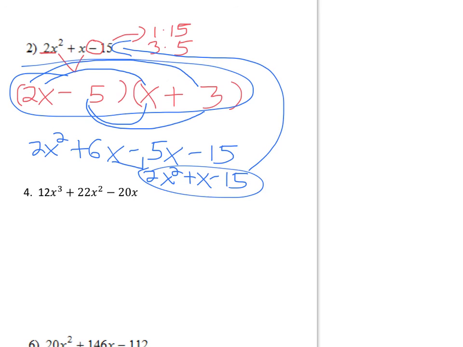All right, let's just end right there. Main thing, whenever it says factor, always look for a GCF first. And if it doesn't have a GCF, if it has a quadratic, meaning the highest exponent is 2, factor it into two binomials.